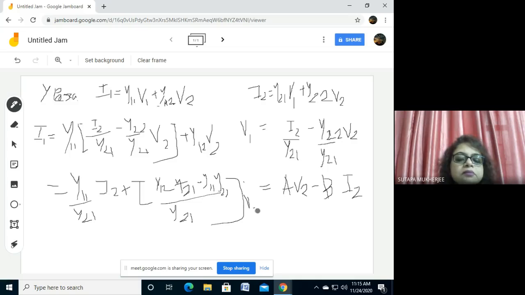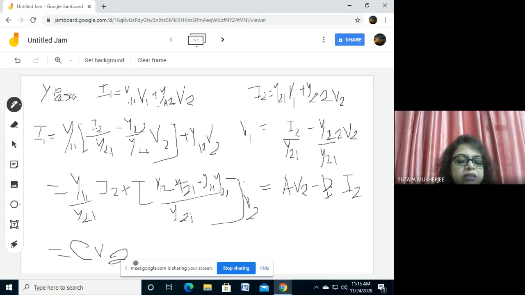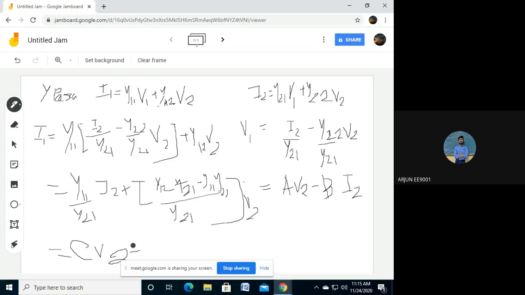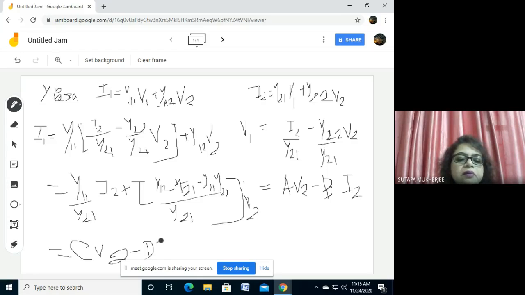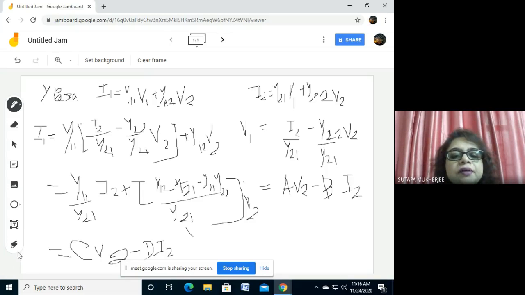Into V2. So again comparing, we know this is CV2 plus D of minus I2. So again we compare these two equations because those are equivalent. So we can see C equal to Y12 Y21 minus Y11 Y22 divided by Y21. Right. B equal to minus Y11 divided by Y21. Okay, very good. Stop sharing. Okay, ma'am. Thank you.